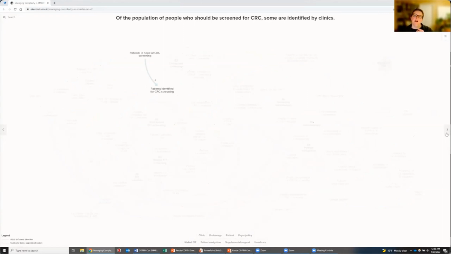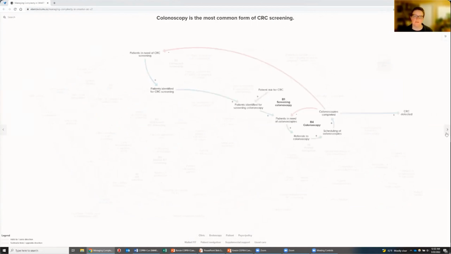So we're starting here. So of the population of people who should be screened for colorectal cancer, some are identified by clinics for screening. The notation in causal loop diagramming is pretty simple. The arrows reflect when an increase in something results in an increase or decrease in something else. And so colonoscopy is the most common form of screening. It used to be the only option, and it's still seen in many places, especially rural areas, as the gold standard. This feedback loop here is B1, describes how when people in need of colonoscopies are referred, let me zoom in a little bit.